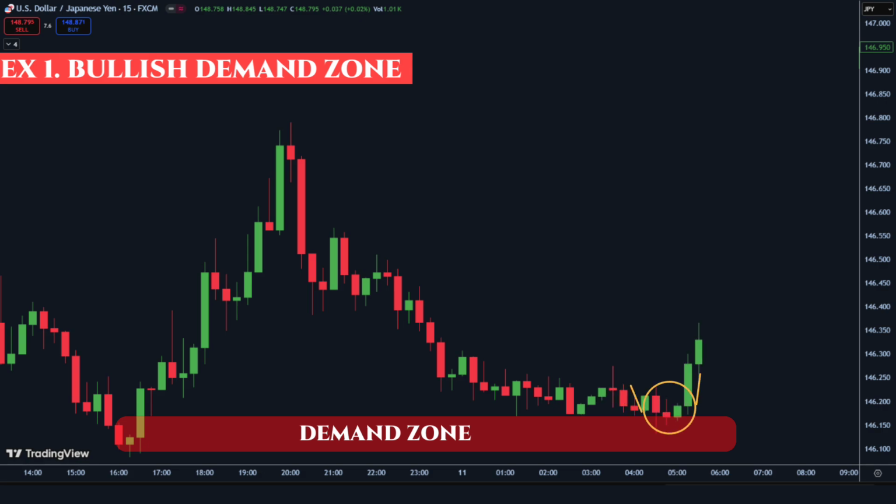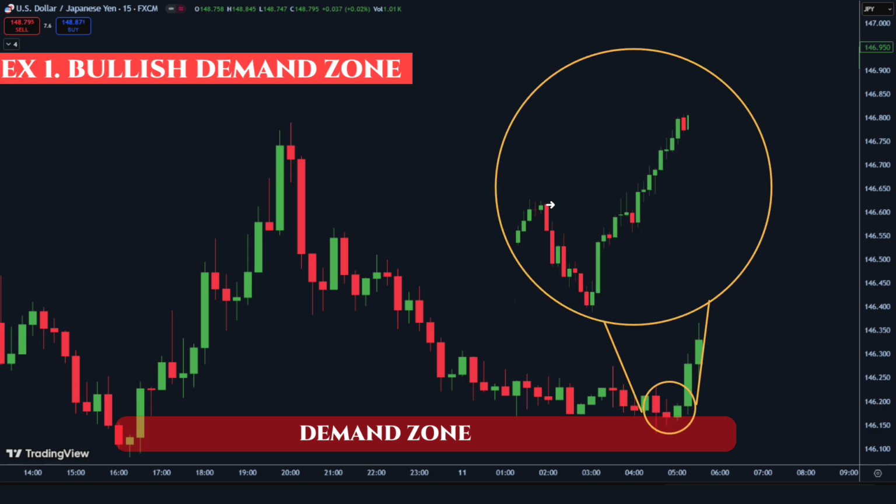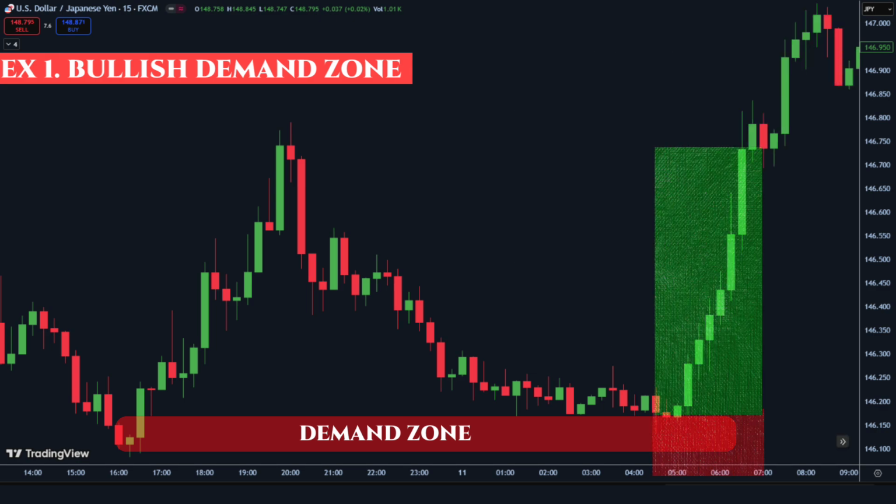On the 1-minute time frame, you also see a small change of character. Price breaks a previous lower high. That's your entry signal. You enter long at the zone, stop below the wick, and target the next high. This is how smart money catches sniper entries.